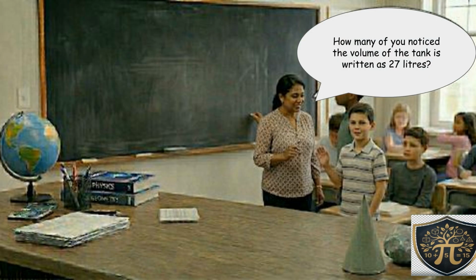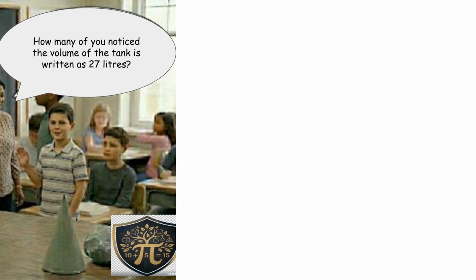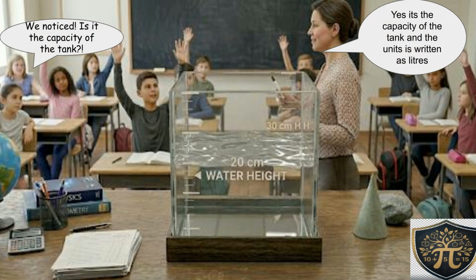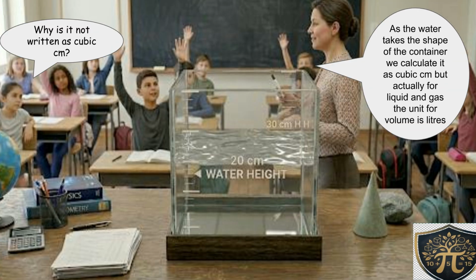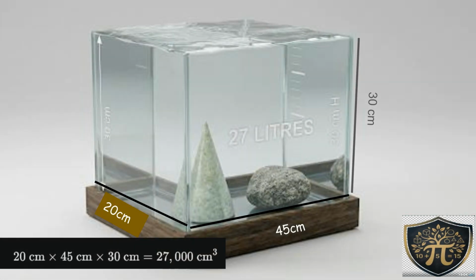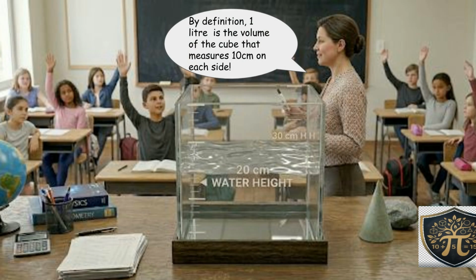How many of you noticed that the volume of the tank was written as 27 liters? Yes, we noticed. Is it the capacity of the tank? Yes, it is the capacity of the tank, and the unit is written as liters. Why is it not written in cubic centimeters? For liquid and gas, the unit for volume is liters, as the water takes the shape of the container. While we calculate it in cubic centimeters, the standard unit for liquids is liters.